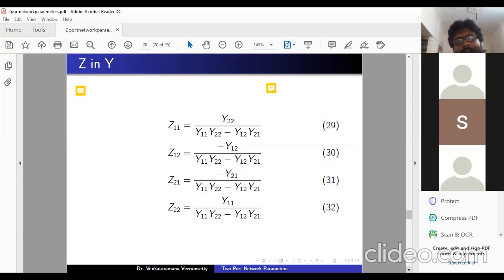So anyhow, forget about the values. What will be the determinant of the Y matrix? Forget about the values. Just assume it's y11, y12, y21, y22. Then what is the determinant, Amma? What is the determinant of the Y matrix? 8.